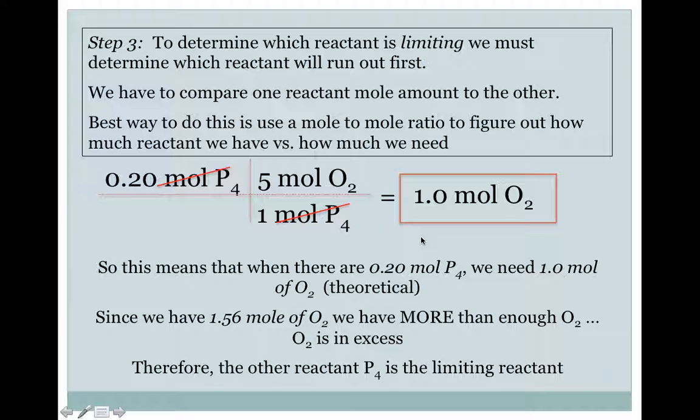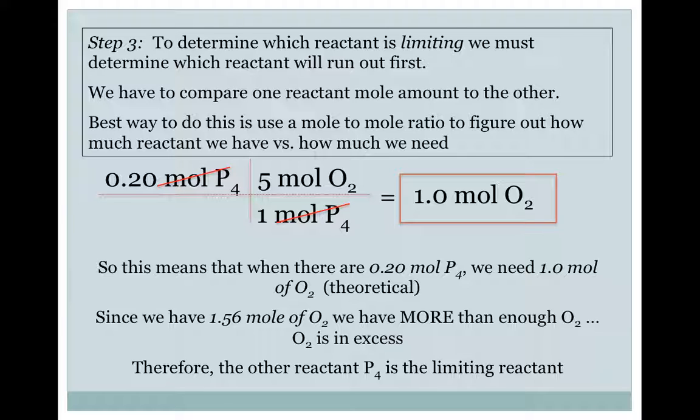What we do with that number is compare it to what we had when we started. When there are 0.2 moles of P4, we need 1 mole of O2. That is theoretical, the 5 times the amount. Since from the problem we know we have 1.56 moles, which is more, if you need 1 mole and you have 1.56 moles, you have plenty of oxygen. In fact, you have extra oxygen. You have more than enough. That means O2 is in excess, and P4 therefore is the limiting reactant by default.